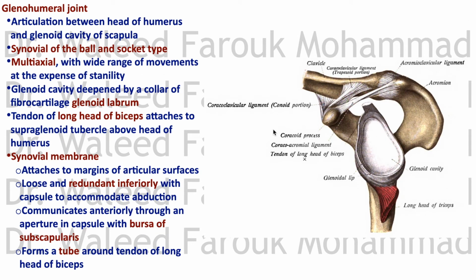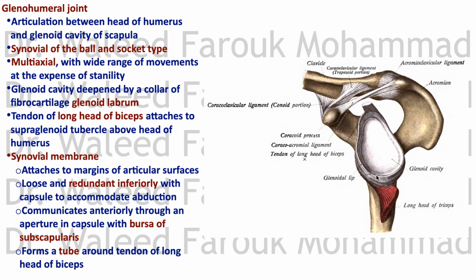The glenohumeral joint, or the shoulder joint, is an articulation between the head of the humerus and the glenoid cavity, and the head of the humerus is not proportional to the glenoid cavity. It's much larger than the glenoid cavity to allow for the wide range of movement of the shoulder, but at the expense of stability. That's why it's common to get dislocation of the shoulder. Okay? And that's why we have a rim or a collar of fibrocartilage that deepens the surface a little bit.